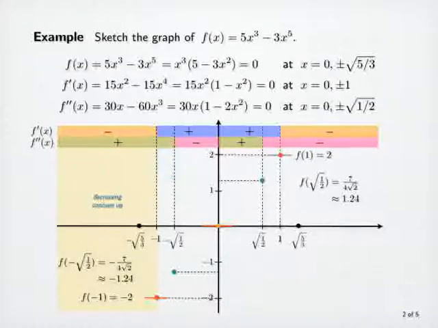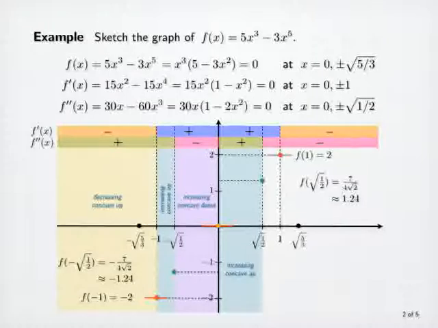Between minus 1 and minus the square root of a half, f prime is positive while f double prime is positive, and so the graph is increasing and concave up. Between minus the square root of a half and 0, f prime is positive while f double prime is negative, and so f is increasing and the graph is concave down. Between 0 and the square root of a half, both f prime and f double prime are positive, and so the function is increasing and the graph is concave up.